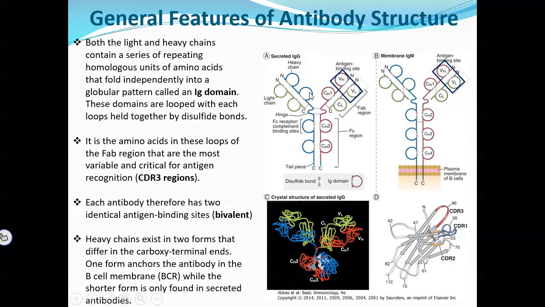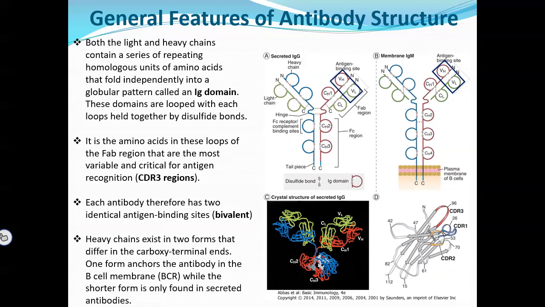I said that most of this is like a skeleton, so most of the genetic sequence will be similar between different antibodies. But if you look in this region and you look at the genetic coding for this region, this is where you will find the greatest variability between different antibody molecules. And because of that, we call this the hypervariable region.